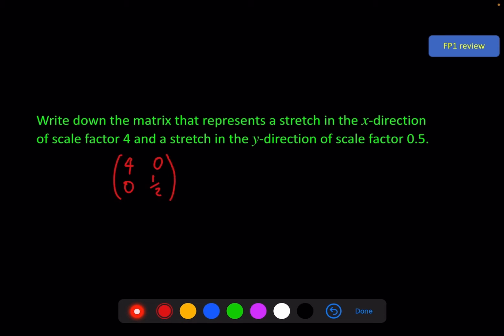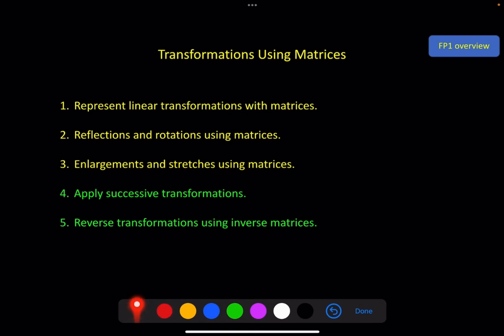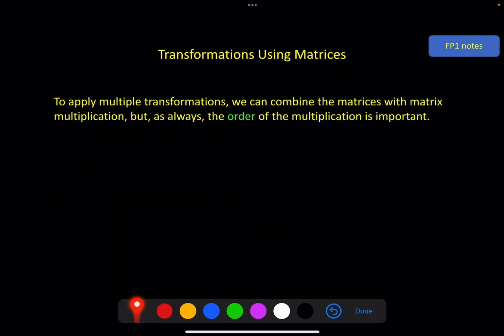This final video in this chapter is going to squeeze two things together because the idea of both of these is quite straightforward, although there are a few examples. So first we're going to apply successive transformations, and then we'll look at reversing transformations. To apply multiple transformations, we can combine the matrices with matrix multiplication. But as is always the case, the order of the multiplication is very important.